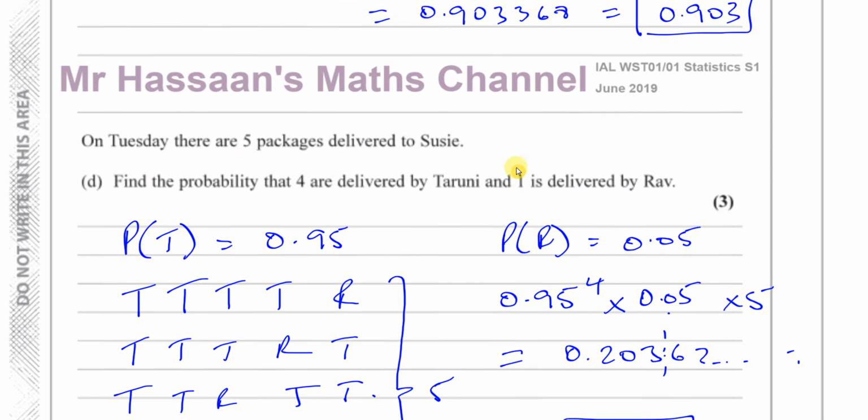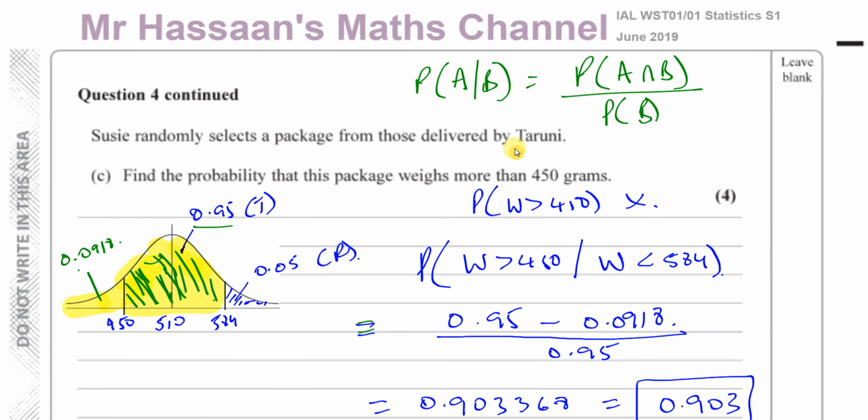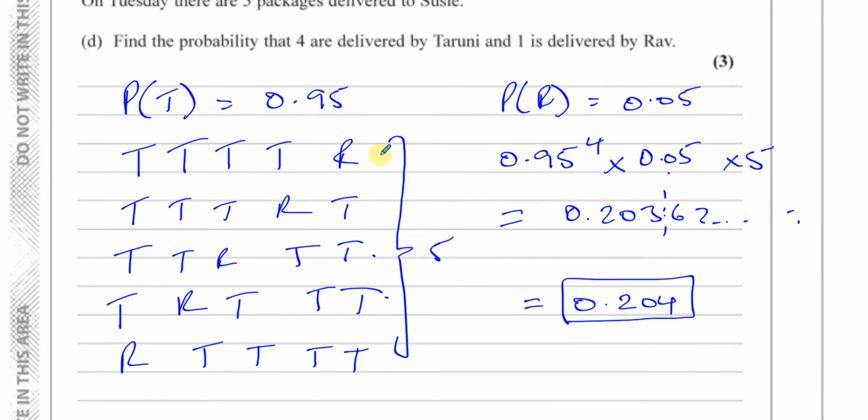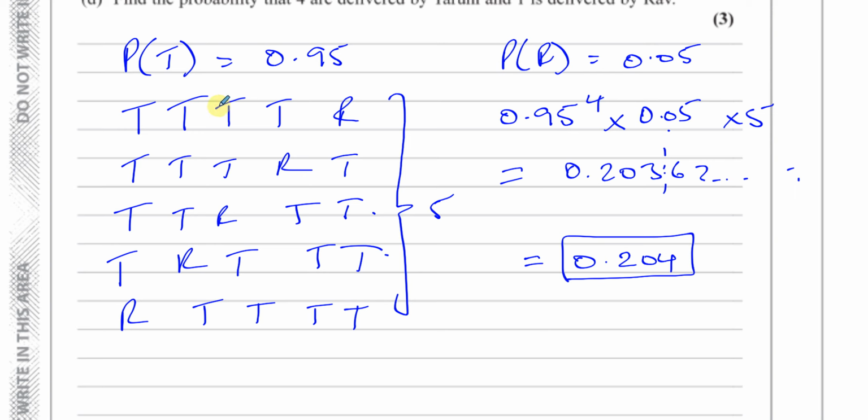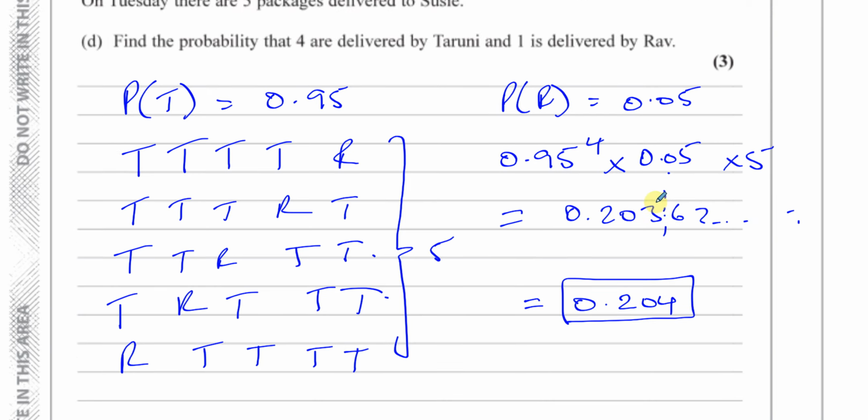And that is the end of question number 4 from this paper from June 2019. Thank you for watching. This part D was actually requested specifically by a student, which is one of the reasons I went into a bit more detail. So I hope that was clear and understandable.